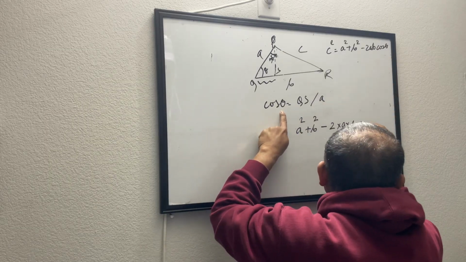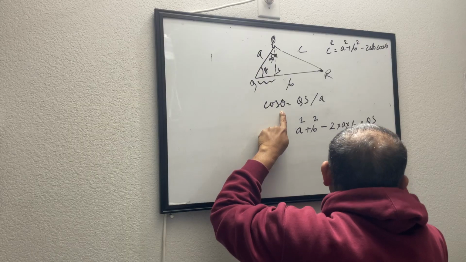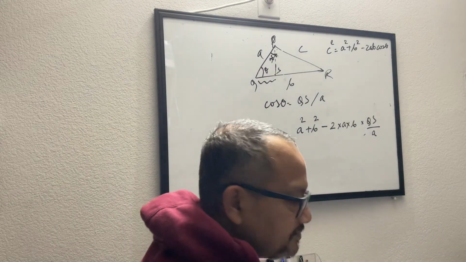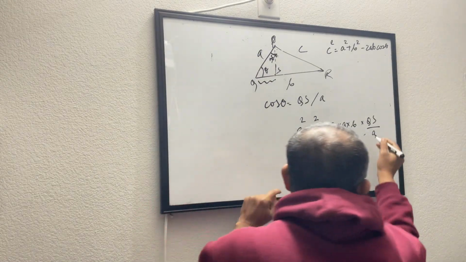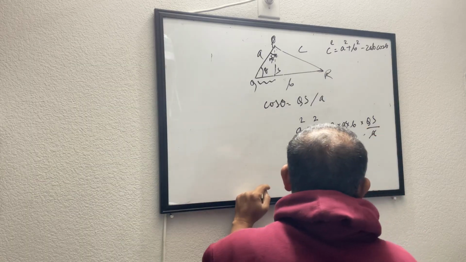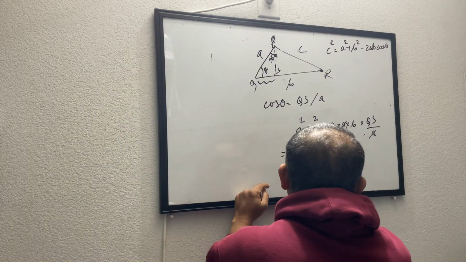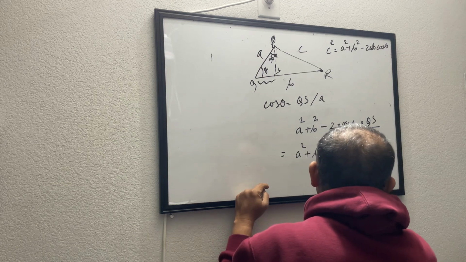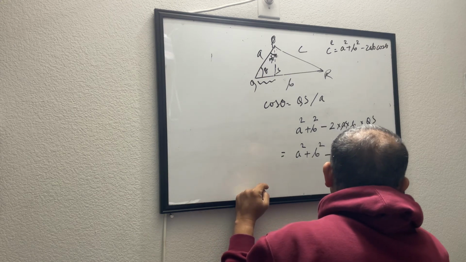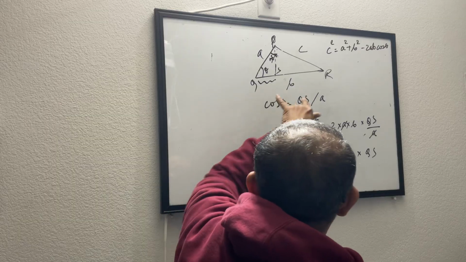Cos theta is equal to QS divided by A. So this A and this A we can knock off. So we are left with this whole thing is equal to A squared plus B squared minus 2B into QS. So B into QS.